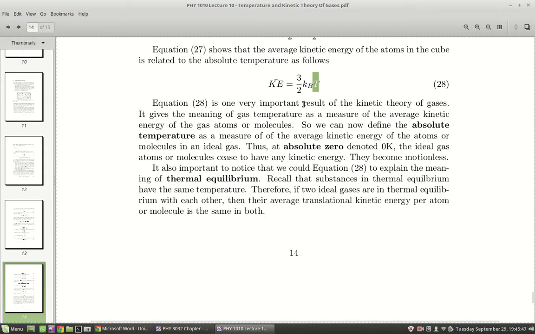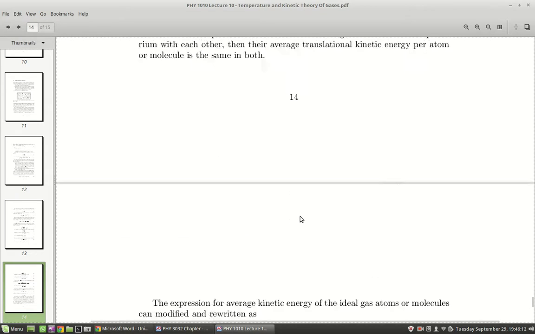Okay. So one, at absolute zero, where the temperature is 0 Kelvin, the kinetic energy of the gas atoms is equal to 0. At any other temperature, between two different bodies which we think are at equilibrium or have the same temperature, those bodies have got the same value of kinetic energy.